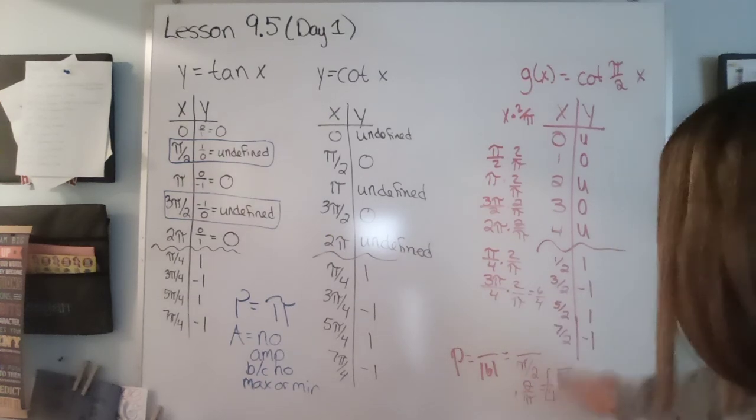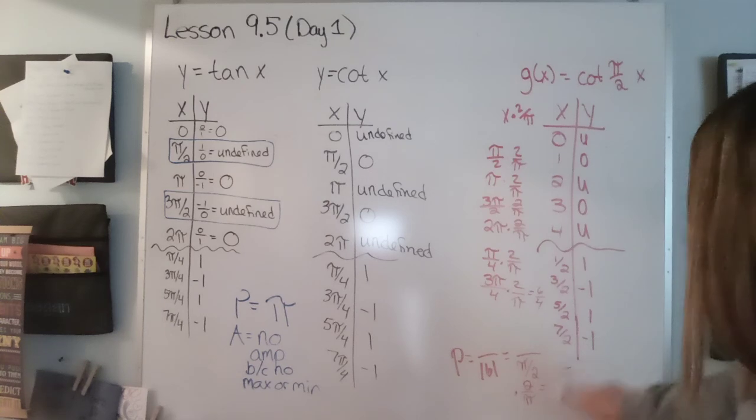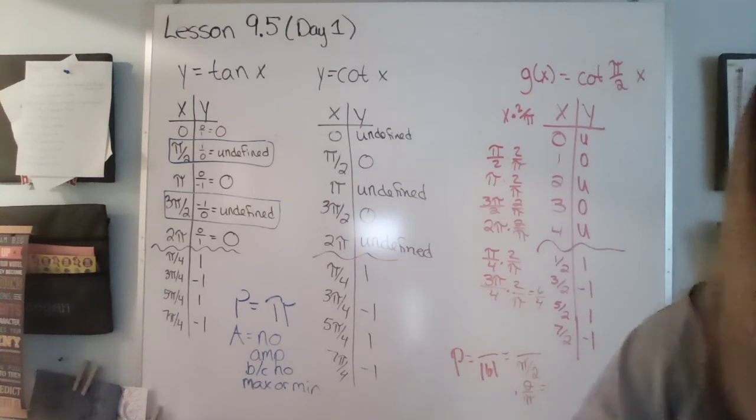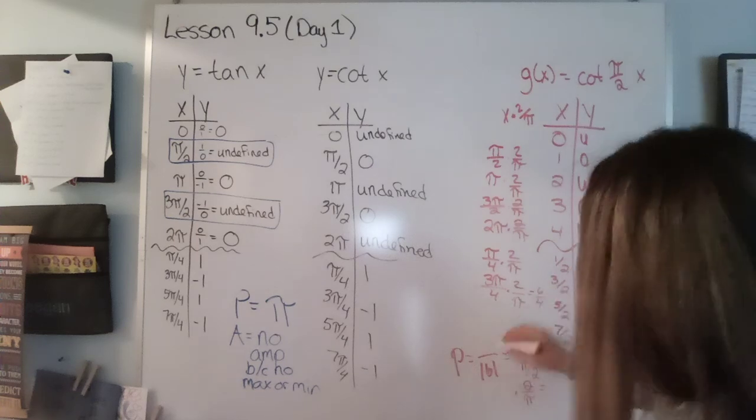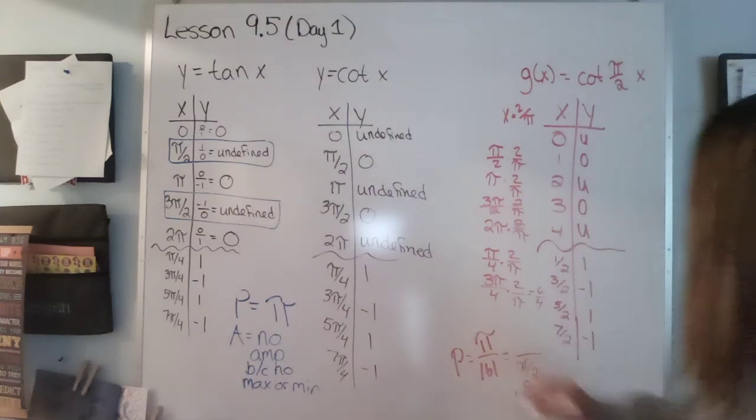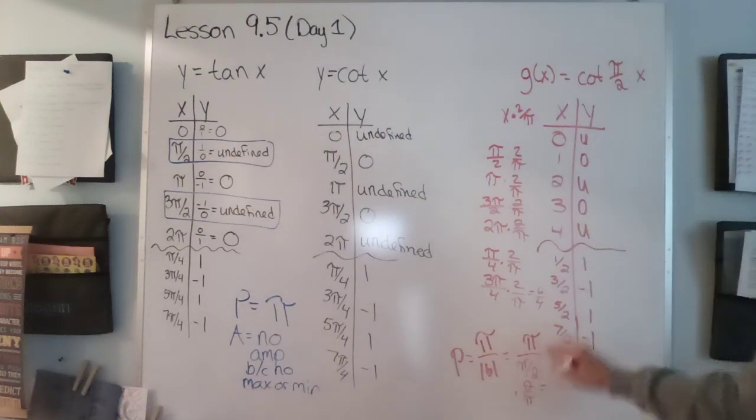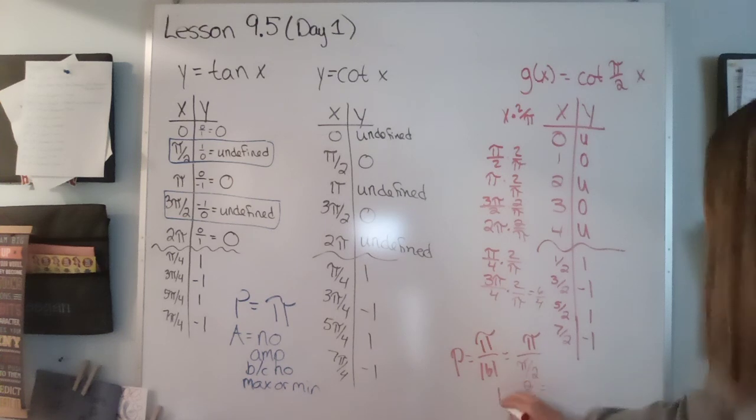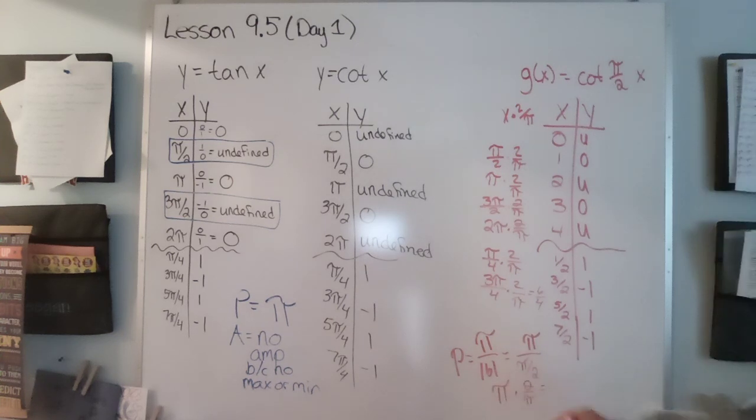I'm rushing. Try that again. It's supposed to be pi divided by the absolute value of b. So it's pi divided by pi over 2. So it's pi times 2 over pi. The pi's cancel. Your period is 2.